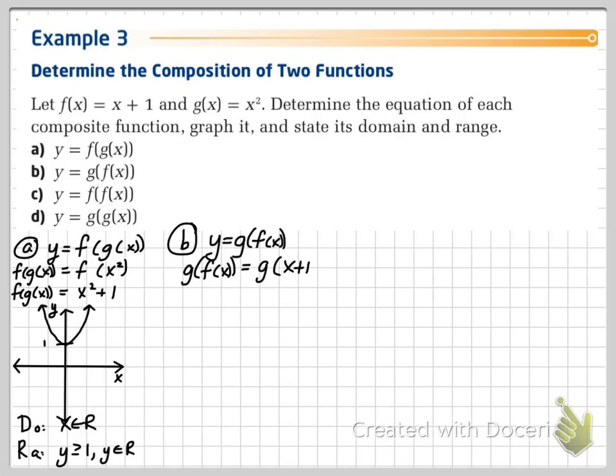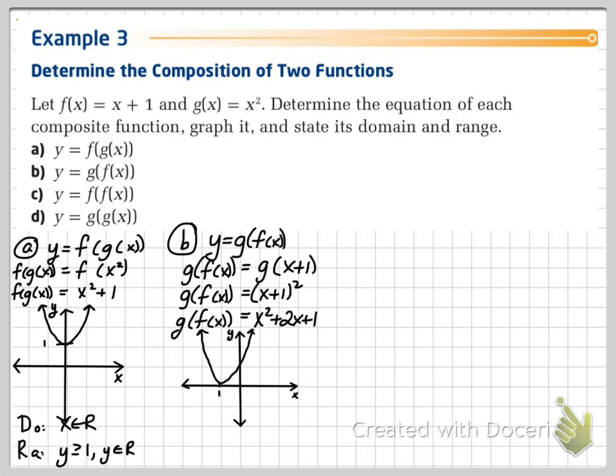For b, y is g of f of x. So that means that g of f of x is going to be g of x plus 1, and that's x plus 1 squared. So when you expand that, it's going to be x squared plus 2x plus 1. That means it's going to have a root at negative 1, and that's what it's going to look like. Now we're going to say the domain is any real number, and the range, y has got to be greater than or equal to 0.